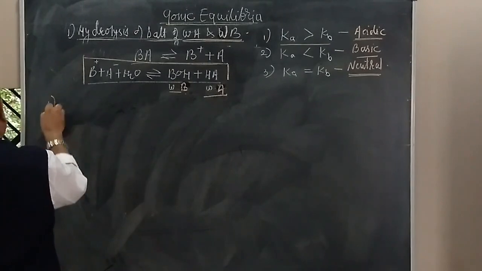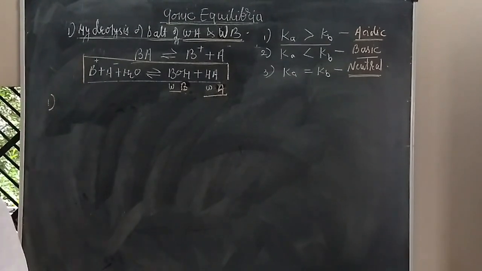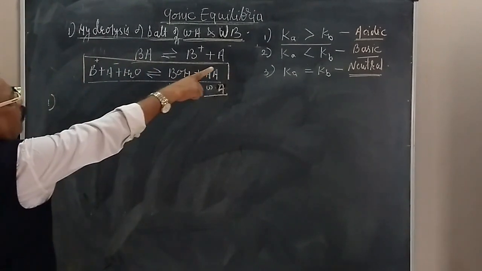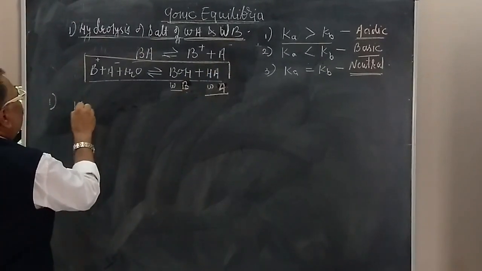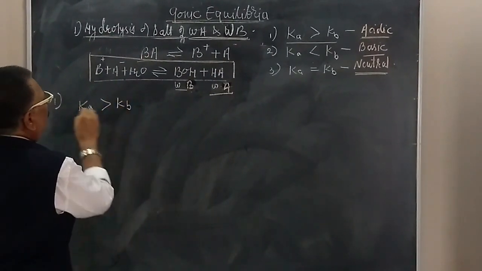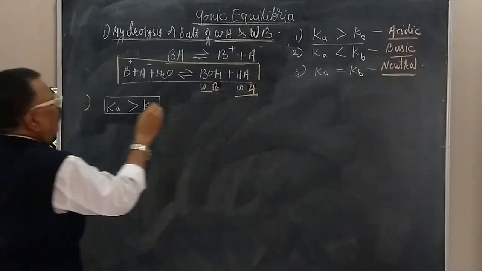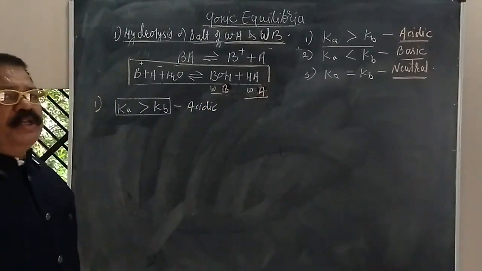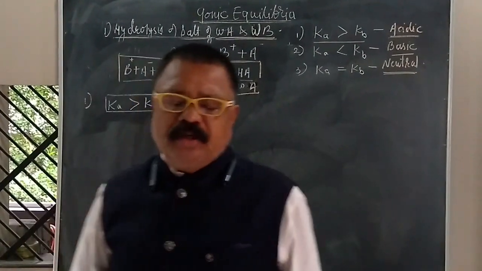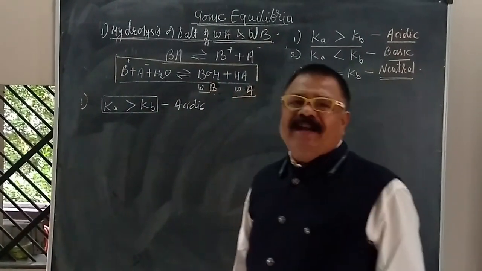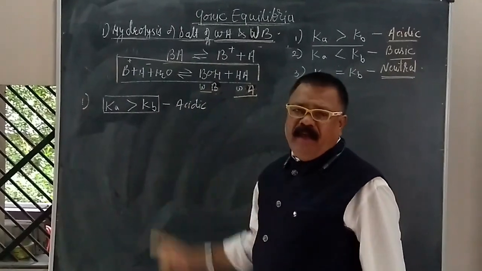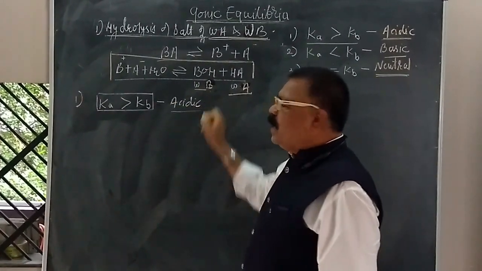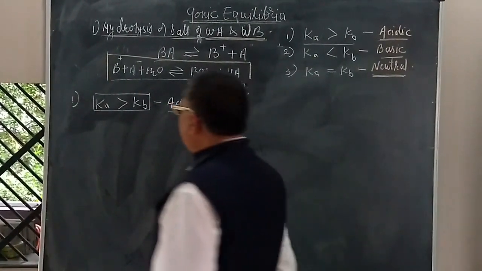Now we are taking here the first condition. अगर मैं first condition की बात करूं तो यहाँ पे देखिए, if I take that Ka is greater than Kb, ये condition अगर होती है तो ये solution होगा acidic का solution. If the dissociation constant for the acid is greater than the dissociation constant for the base, then the solution becomes acidic. चलो हम लोग यहाँ पे करके देखें.